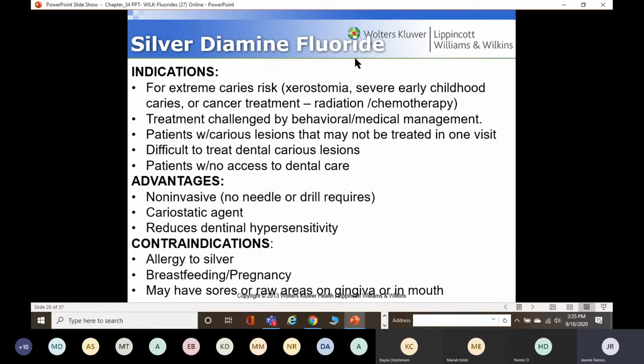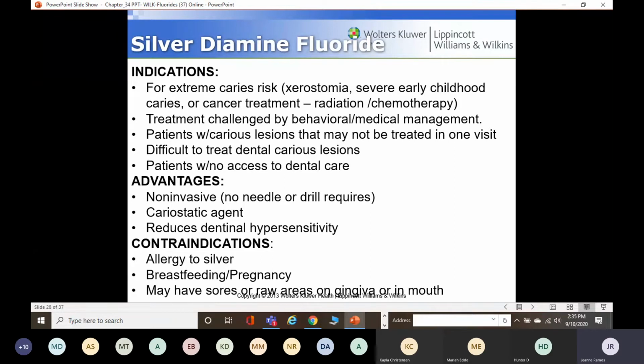Then they have silver diamine fluoride for extreme caries risk: dry mouth or xerostomia, severe early childhood caries, or cancer treatment when they've had radiation and chemotherapy or are currently going through it. It's a treatment challenged by behavioral and medical management, for patients with decay that may not be treated in one visit, where it's difficult to treat dental carious lesions. Patients with no access to dental care would be good for that.